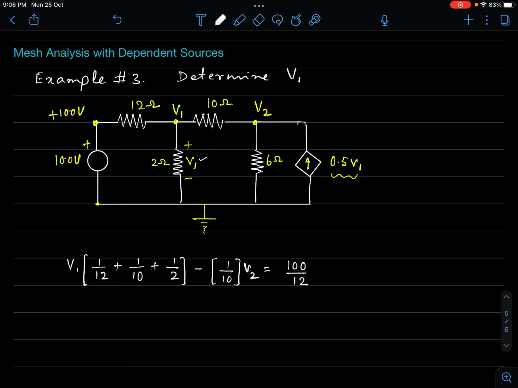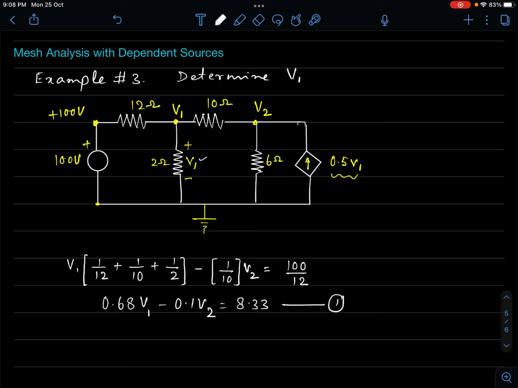From first principles, if we have to write, the various currents meeting at node 1 are made 0. That way also one can do. If you simplify this equation with the help of a calculator, I get 0.68 V1 minus 0.1 V2 equal to 8.33. This is my equation 1. So I've got an equation in V1 and V2.